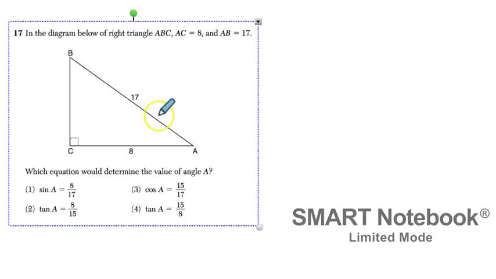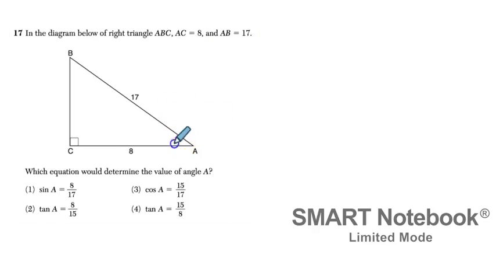Number 17, which equation would determine the value of angle A? So what I'm given, right, I noticed that this 8 is adjacent and this 17 is my hypotenuse, and so I might be inclined to say, okay, that's a cosine, adjacent over hypotenuse, CAH. The cosine of angle A is equal to 8 over 17, and then I look at my answer choices, and I don't see that as an answer. So do I panic? Nope. I try to think of what other tools I can use to help me figure this out.